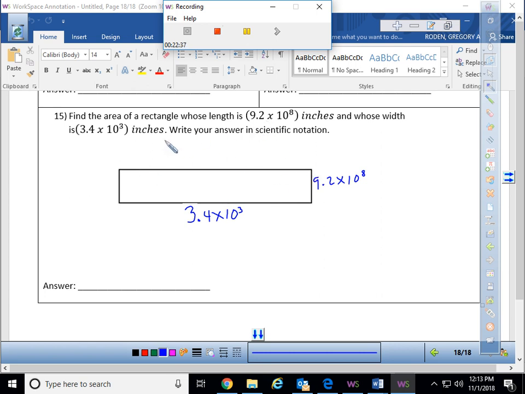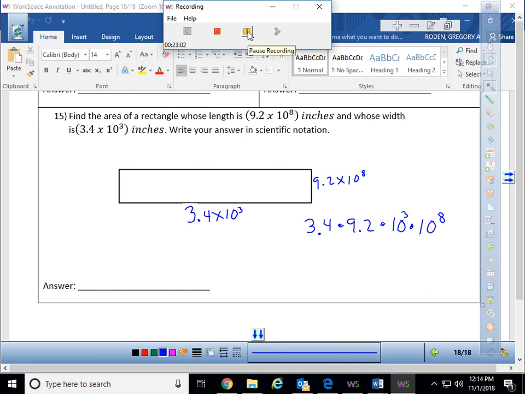And how do we find the area? Yeah, we just multiply length times width. So I'm going to do the same thing I did before, but again, I'm going to put those things together. So I have 3.4 times 9.2 times 10 to the third times 10 to the 8th.